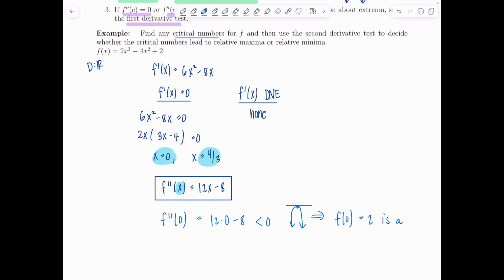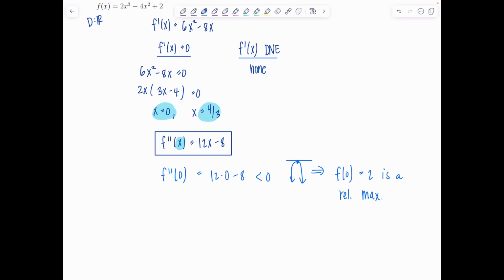It's a relative max because the second derivative was negative. The graph is concave down. That only happens if the critical value is a max. Okay, other critical value, 4/3.